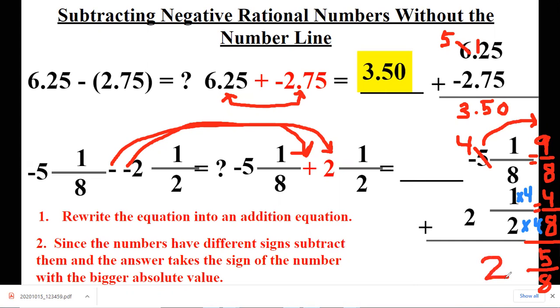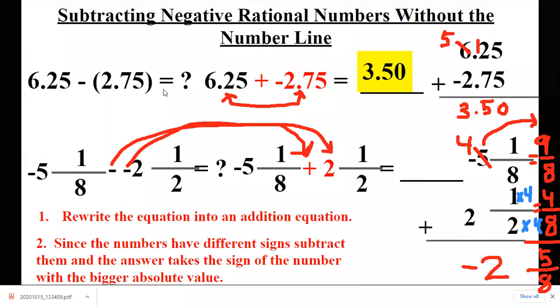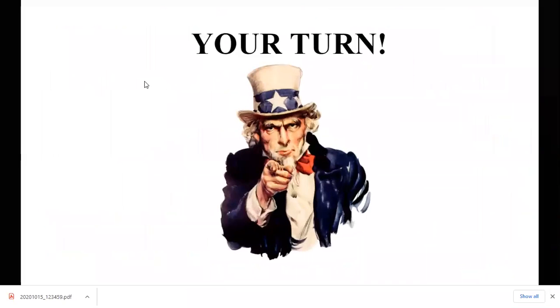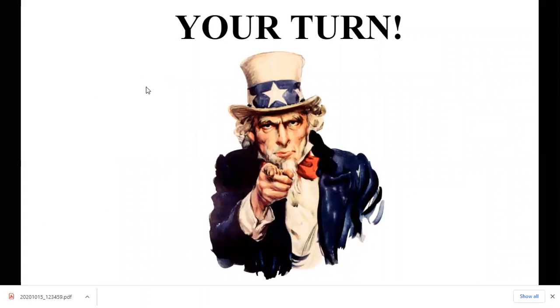Which number is bigger? Well, negative 5 1/8 is bigger, and since that was the negative, I'm going to get a negative sign at the bottom. So it's going to be negative 2 5/8. There's our answer, negative 2 5/8. That one was the tough one. Okay, I'm going to clear my drawings. And now you get a chance to try some of these harder problems. Good luck.